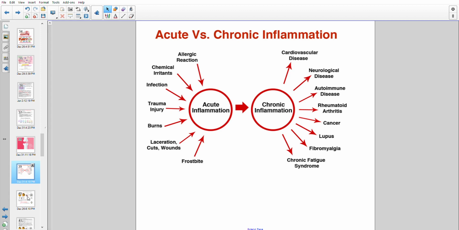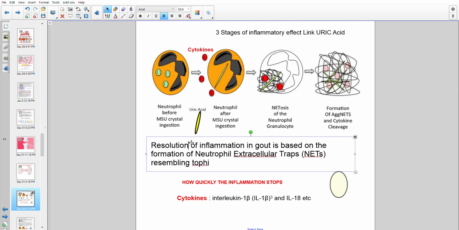So the whole thing here is that we want what we call the resolution of inflammation. That's based on the formation of these things called neutrophil extracellular traps, nets resembling tophi, resembling little crystals. The net is this one over here. It's got a uric acid crystal in it and these red things, the cytokines, and all those lines, which is like a net. So it's a neutrophil extracellular trap.